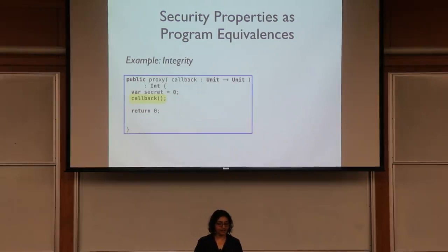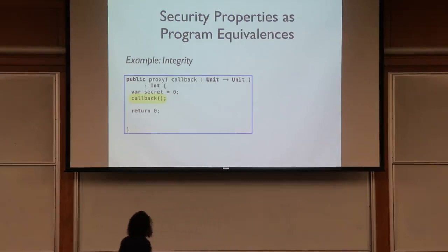All right, let's talk about integrity, which is sort of the dual of confidentiality. So here I have a proxy method which takes a callback. The point here is it takes a callback, some function, some code from the attacker. Imagine that the attacker is going to write that code. So then proxy sets secret to 0 and then calls that other function.